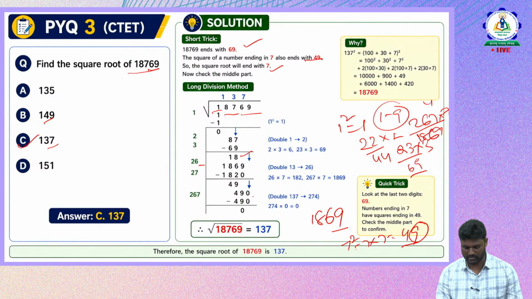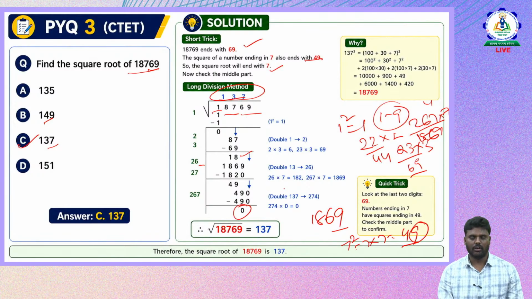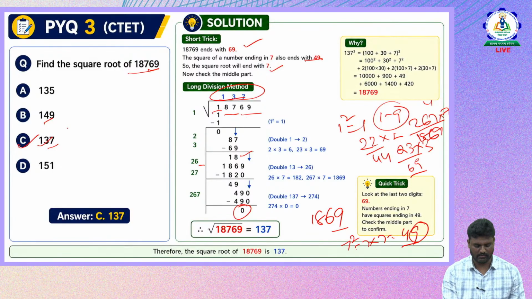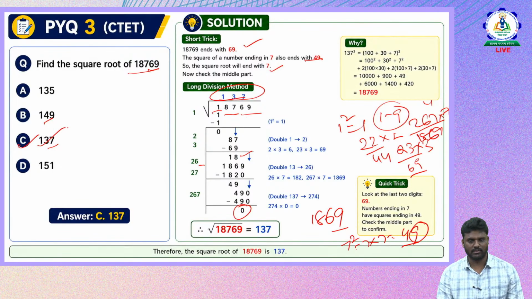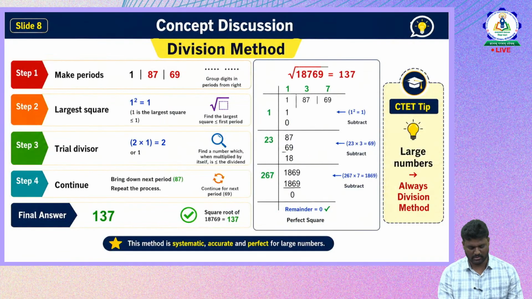So when we get the remainder 0, this is the number which we got at the final. So by the long division method, we are confirming that the square root of 18,769 is 137. So we can follow the long division method to find the square root, and we can also do the elimination method. So this is what we have done.